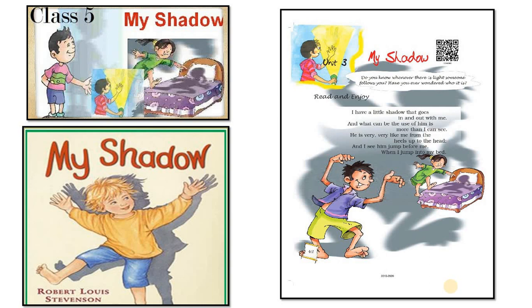Let's recite together. I have a little shadow that goes in and out with me. And what can be the use of him is more than I can see. He is very, very like me from the heels up to the head. And I see him jump before me when I jump into my bed.